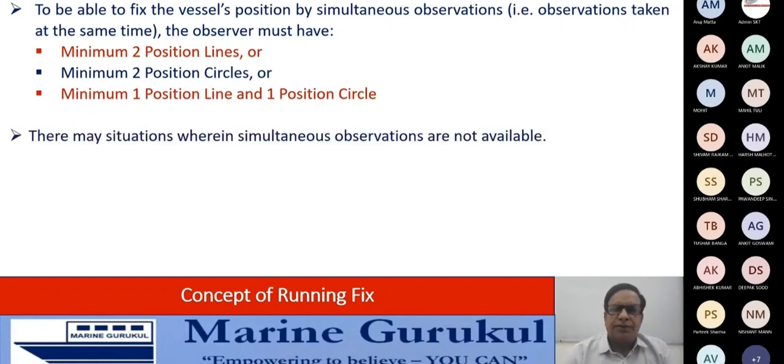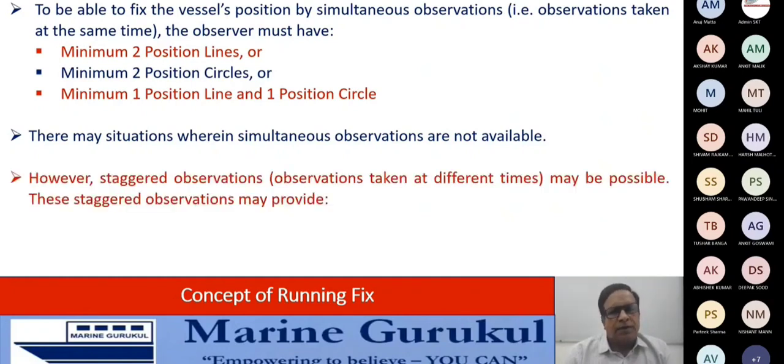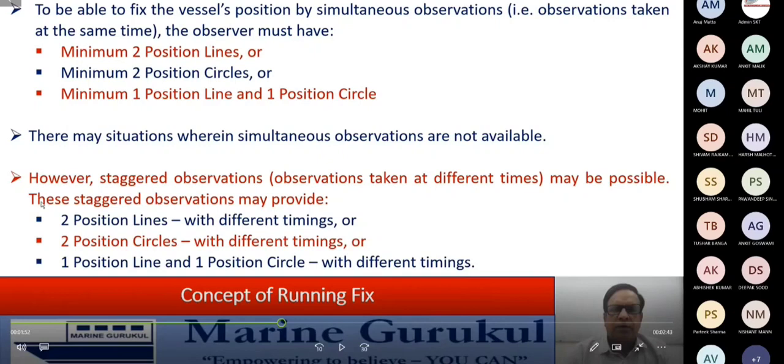Now, there may be situations wherein simultaneous observations are not available. However, staggered observations taken at different timings may be possible. These staggered observations may be in any combination. They could be position lines, position circles, or 1 position line and 1 position circle. So let us just go through these points one by one comfortably and let me know your doubts.